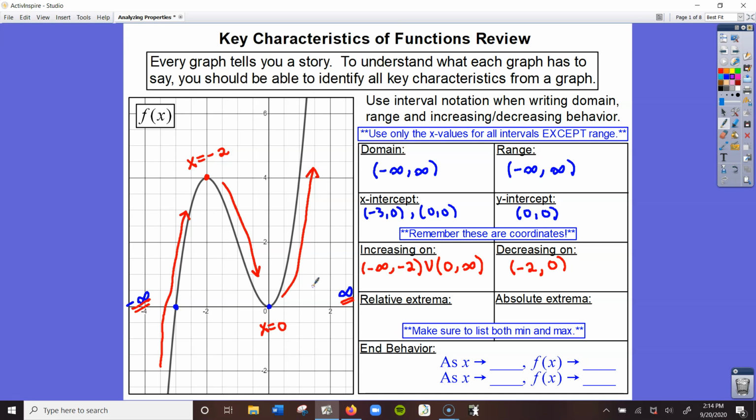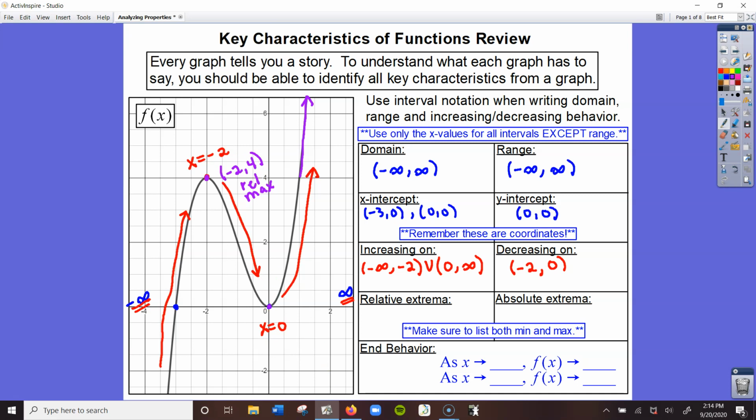So when you're looking for maximums, you're looking for those hills on your graph. So for example, right here at x is equal to -2 and y value 4, the coordinate (-2, 4), this is a maximum because it is a hill. But we can see that there's more going on above that point, so it can't be an absolute. An absolute maximum would mean that there is nothing above that point. So this would be considered a relative maximum.